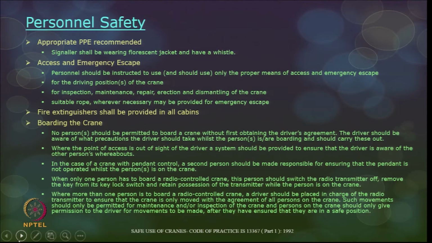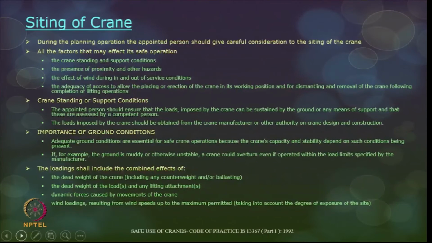In case of a crane with pendant control, a second person should be made responsible for ensuring the pendant is not operated while the person is on the crane. Where more than one person is to board a radio control crane, a driver should be placed in charge of the radio transmitter to ensure the crane is only moved with the agreement of all persons on the crane. Before starting up the crane, the complete swing radius should be barricaded so that no personnel come into the swing radius.